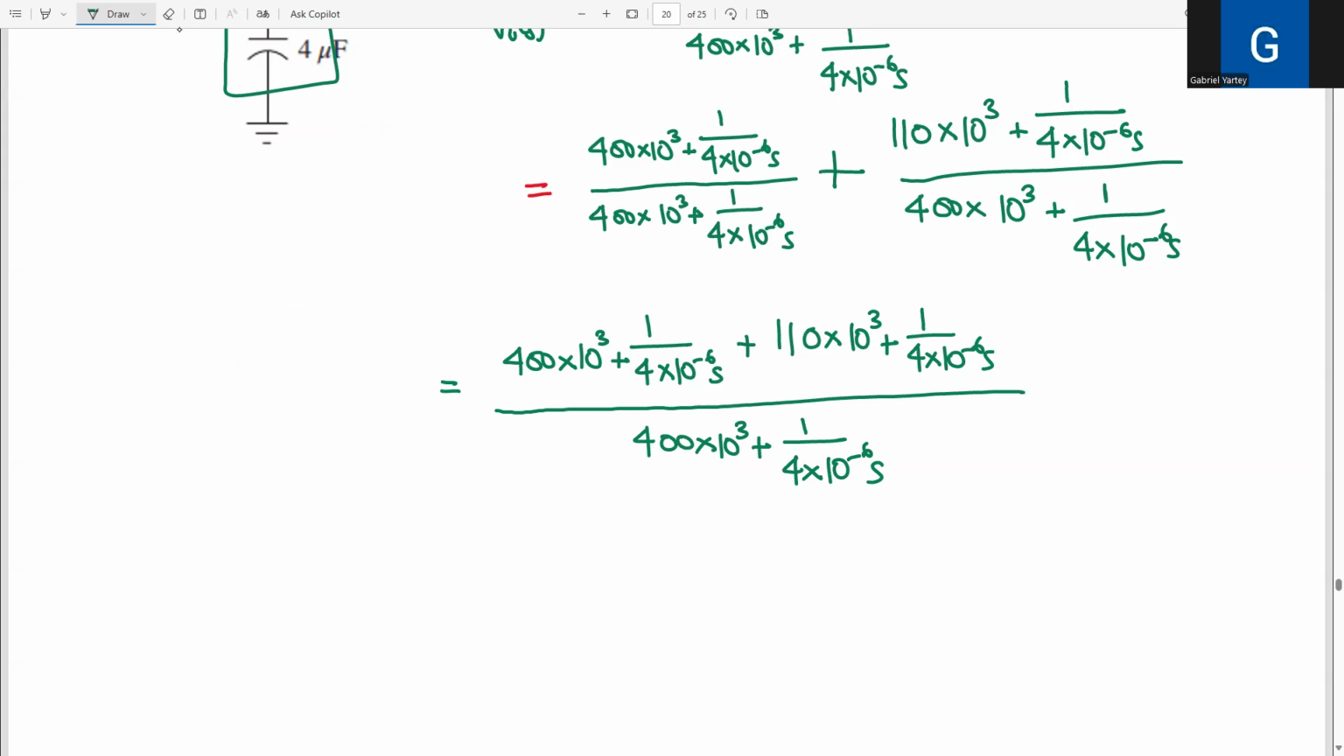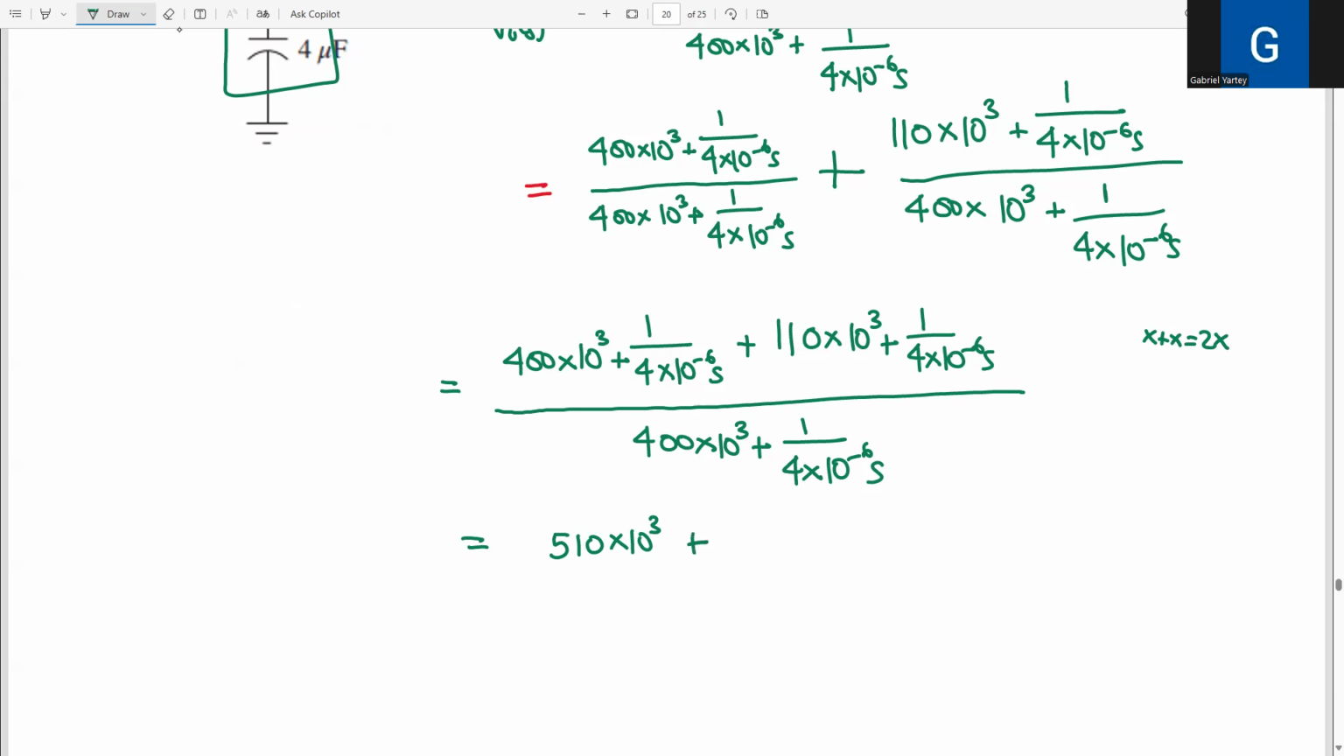Then I take the 400 plus this one, and I sum them up. When I sum them up, what do I even get? Okay. The 400 plus the 110 here gives me 510 times 10 to the power 3. And then this is the same as this thing here, right? It's like adding x plus x to give you 2x. They are all like terms.